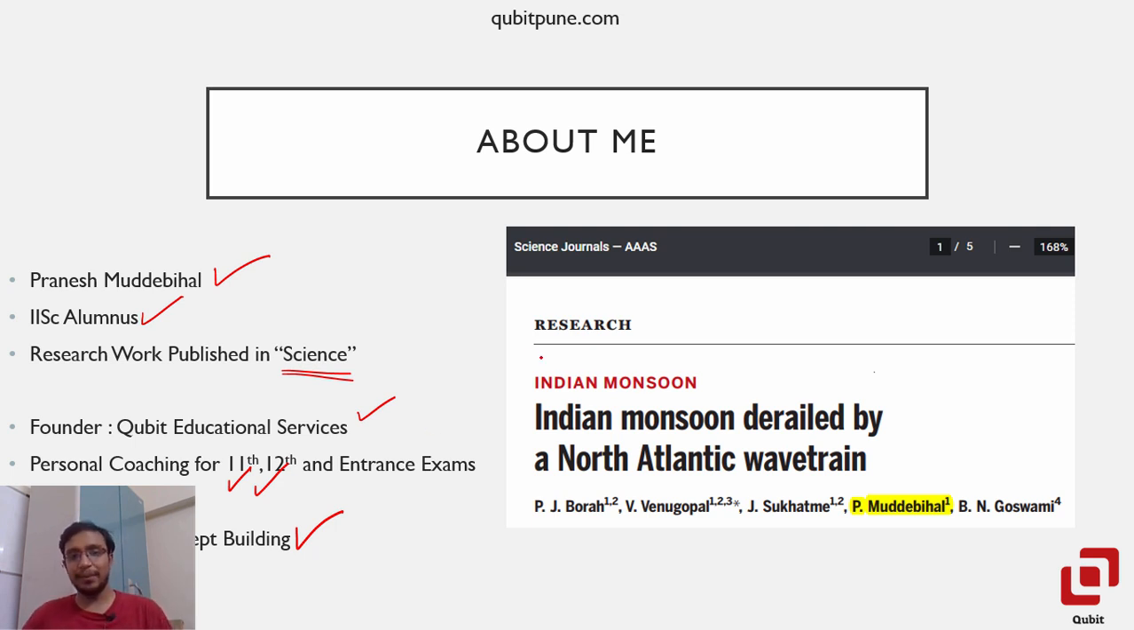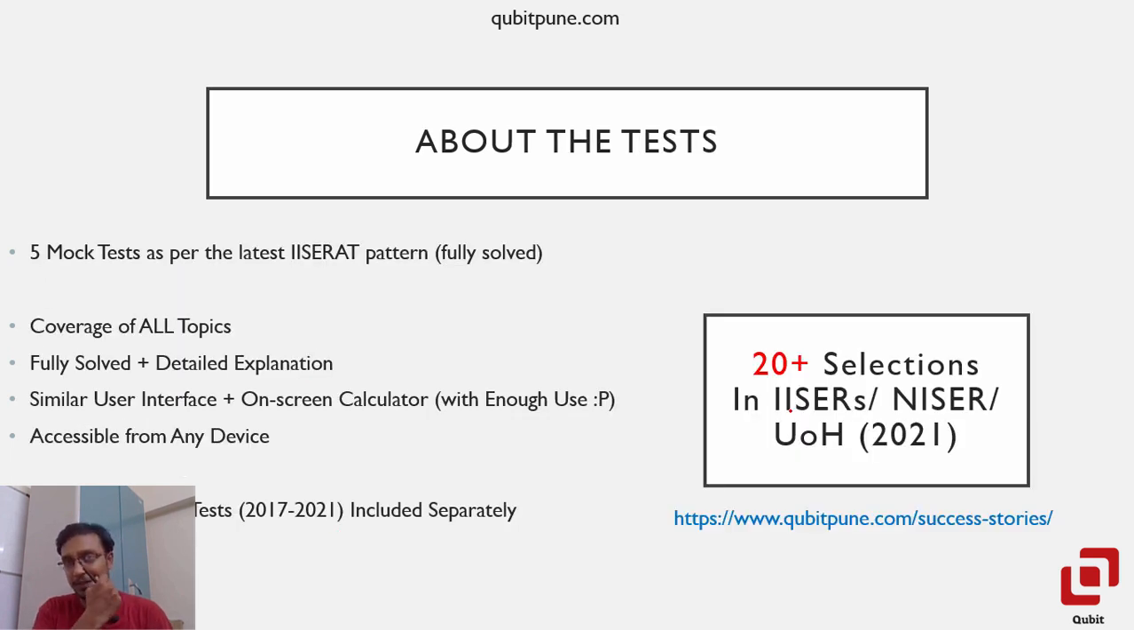This is a snapshot of our research paper. Our research was titled Indian Monsoon Derailed by a North Atlantic Wave Train. If you want to read more about it, you can visit my website qubitclasses.com and download the PDF of the paper. Now let's directly go to the tests.